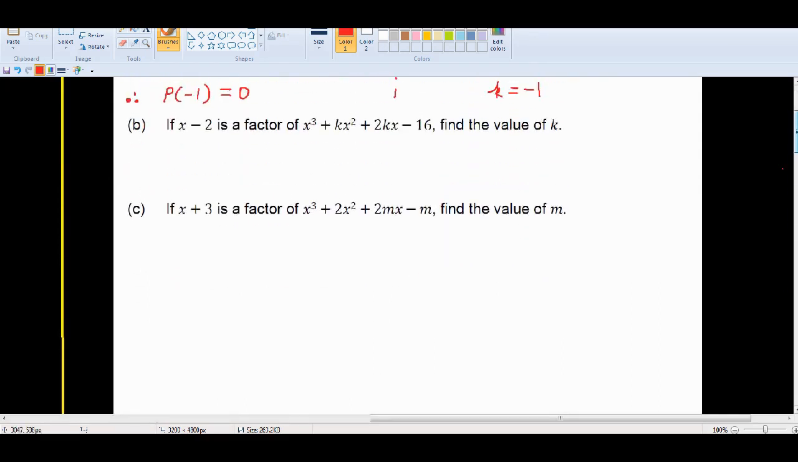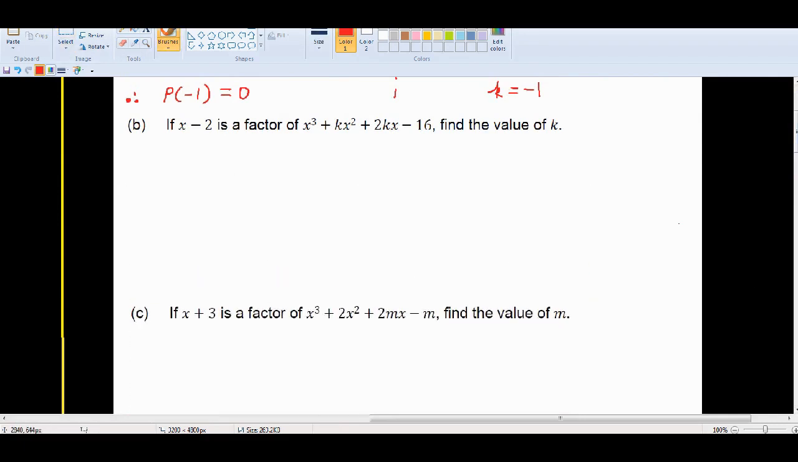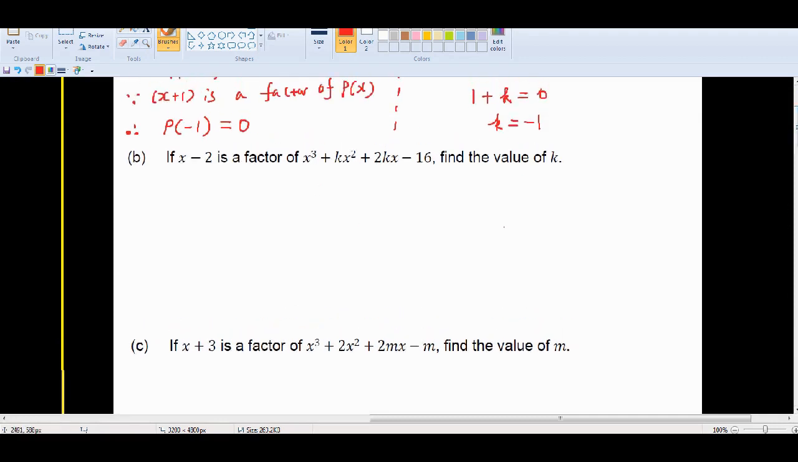Let's see part B. For part B, it's given x minus 2 is a factor of that polynomial. This time, you see that two coefficients of that polynomial are unknown. One is the coefficient of x squared, the other is the coefficient of x, but both are in terms of k. So anyway, we're going to use the same method as what we've done in part A.